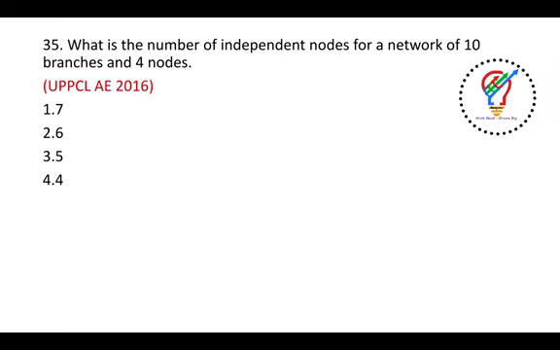Next one, what is the number of independent nodes for a network of 10 branches and 4 nodes? The standard formula is L equals B minus N plus 1, and this was asked in the UPPCL AE 2016 paper. The number of branches is 10 and the number of nodes is 4, so 10 minus 4 is 6, 6 plus 1 is 7. There are 7 independent nodes here. You can call it L. The answer will be 1.